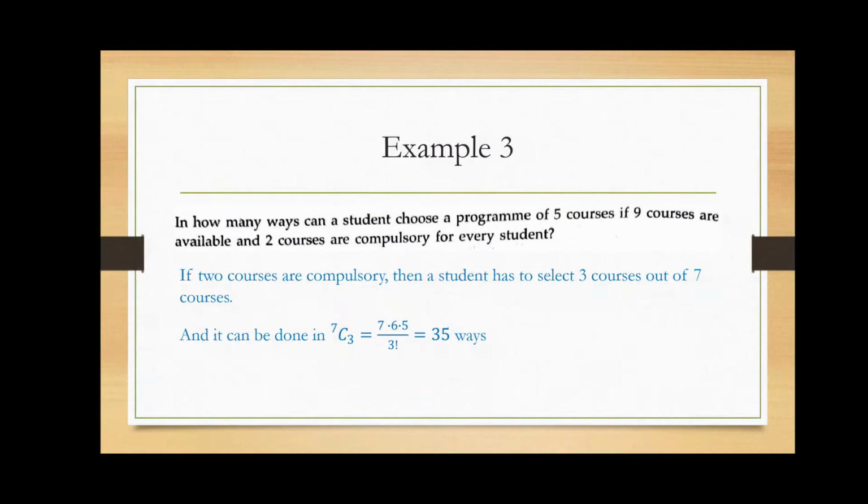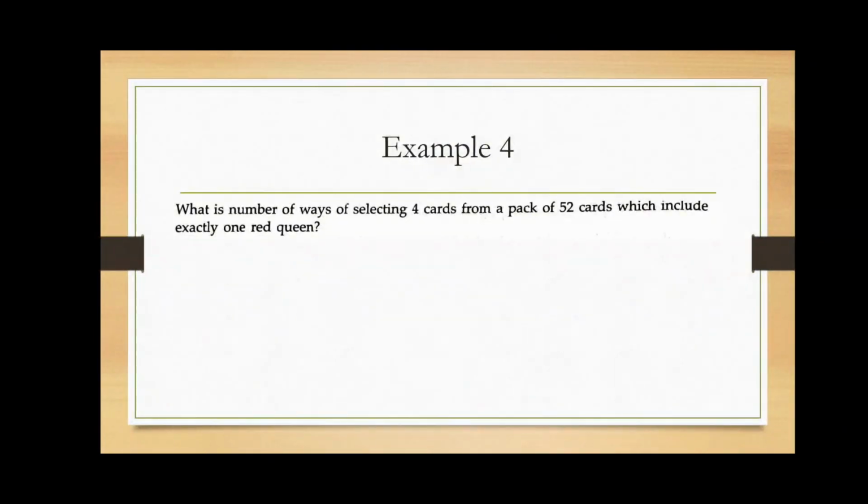Right? Let's move on. Number 4. What is the number of ways of selecting 4 cards from a pack of 52 cards, which include exactly 1 red queen? Now, this is the first card question which we are going to solve, and there will be several other card questions. Now, let me just give you the whole idea of cards.